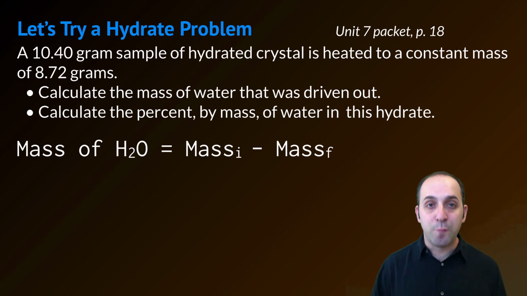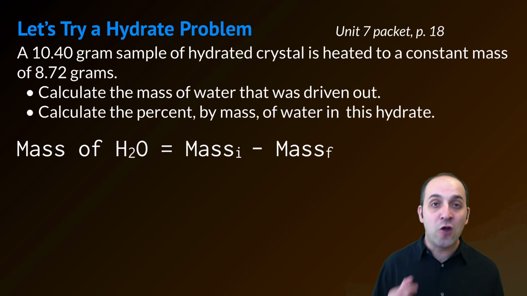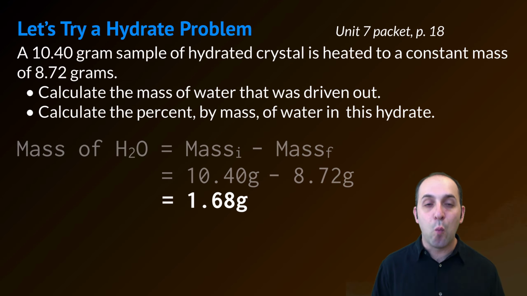So let's do the first part first. The mass of the water is going to be equal to our initial mass minus our final mass. That lost mass is equal to the water that was driven out of the crystal. 10.40 grams minus 8.72 grams gives us a total mass of water of 1.68 grams. Now that we know that, we can do the second part of the problem.